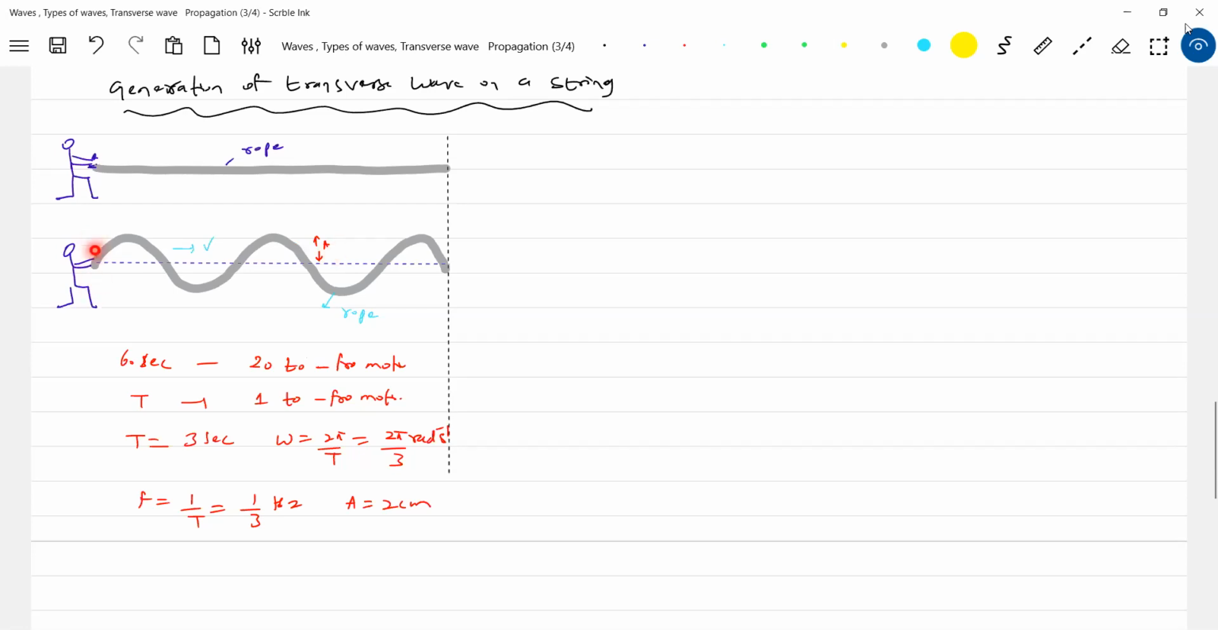Based on this, how much the points move up and down, that much they will move here. Okay, got this one. So now this is one way of generating a transverse wave on a rope. I think the biggest problem is maintaining the time period and maintaining the amplitude. So shall I go for an instrument?